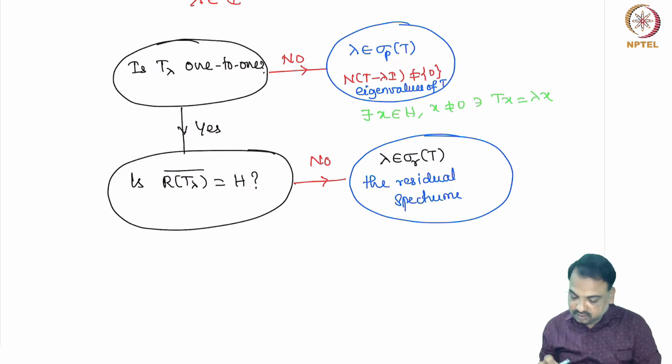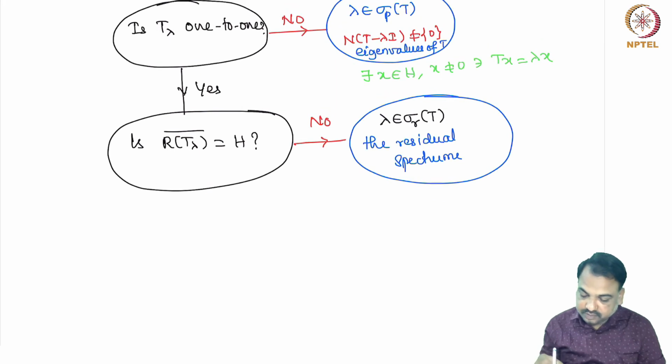So let us see again. Lambda is in the residual spectrum means we have to come from above. T lambda is 1 to 1, you should get 1 yes, and after getting 1 yes, you have to get 1 no, then we will land in the residual spectrum. In the first step, if T lambda is not 1 to 1, then we get the point spectrum or eigenvalue.